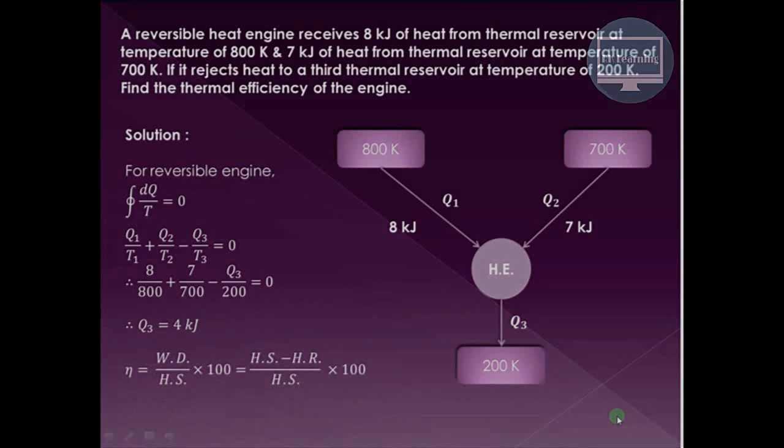Now we know that the efficiency of any engine is given by work done divided by heat supplied, and work done is nothing but heat supplied minus heat rejected, divided by heat supplied, multiplied by 100. So it is nothing but 1 minus heat rejected divided by heat supplied. Now in this particular case, heat rejected is Q3 and heat supplied is Q1 plus Q2. So substituting all these values, we can say that the efficiency of this engine is 73.33%.